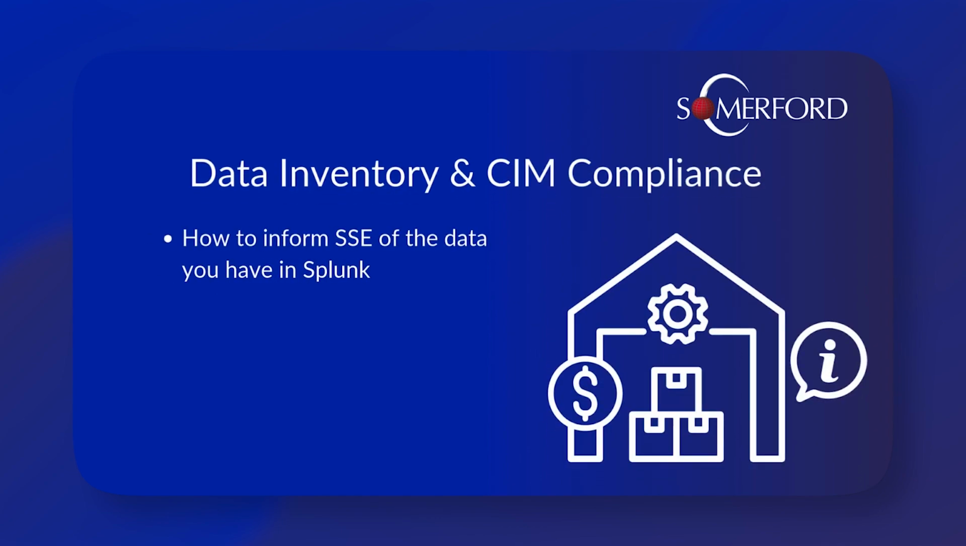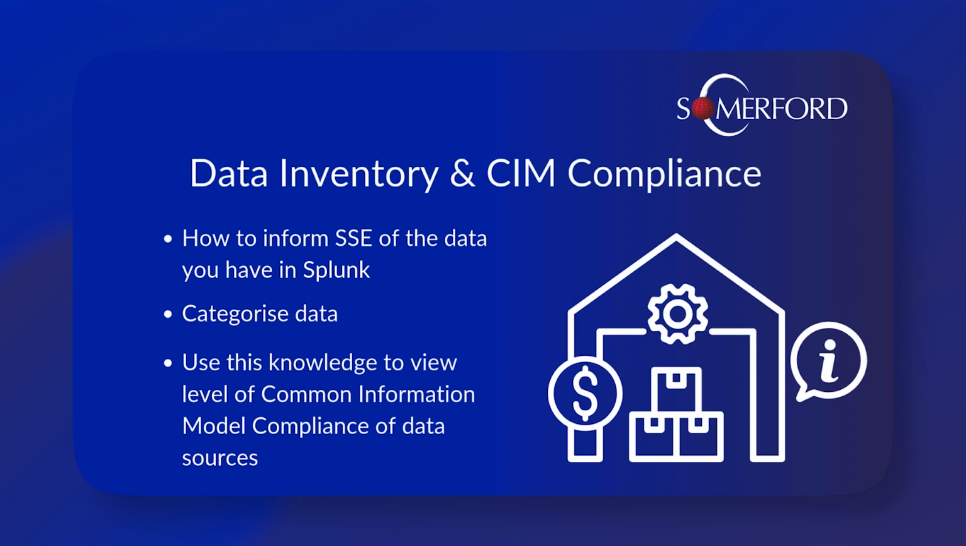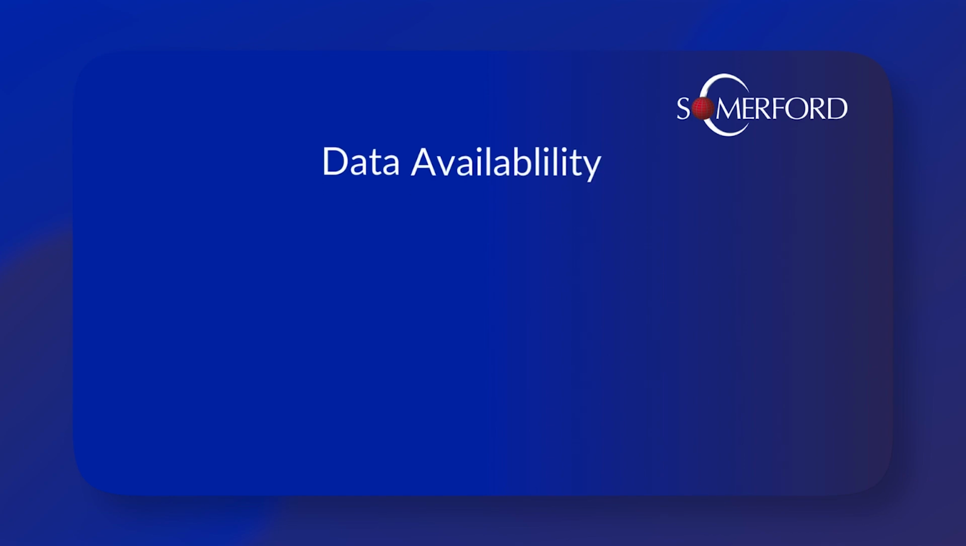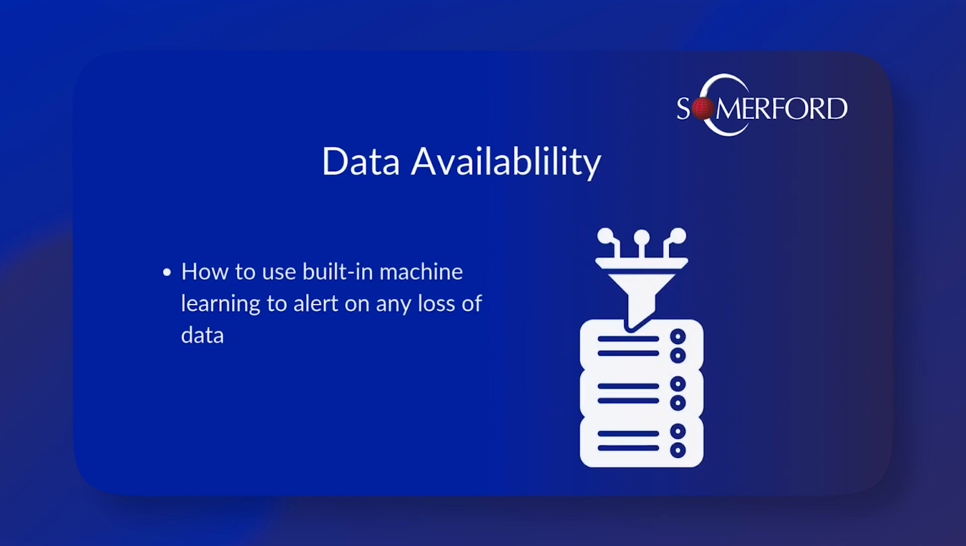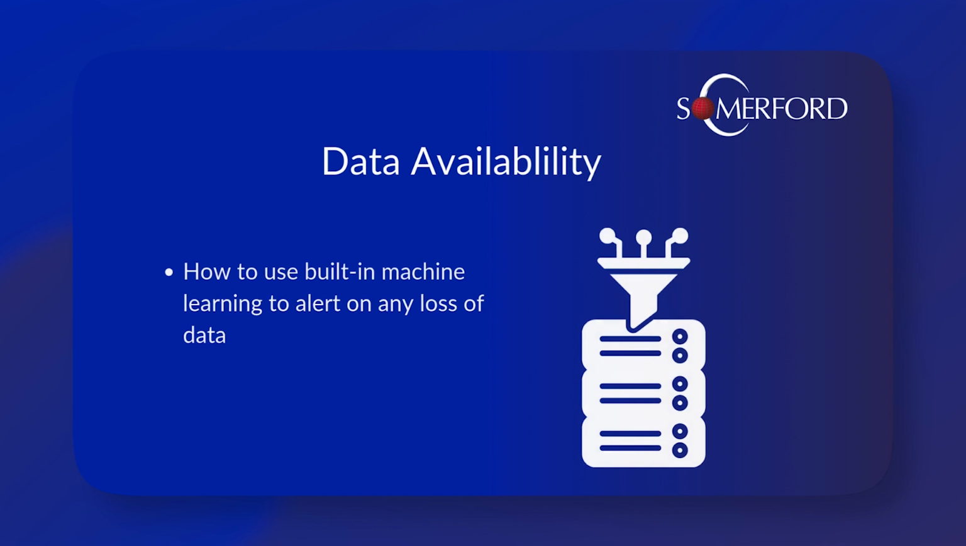Here we will see how to inform Splunk Security Essentials of the data that you have in Splunk, categorize it, and use this knowledge to see the level of Common Information Model compliance of these data sources. Using the data availability features in Splunk Security Essentials, we can see how we can use built-in machine learning to alert on any loss of data entering Splunk.